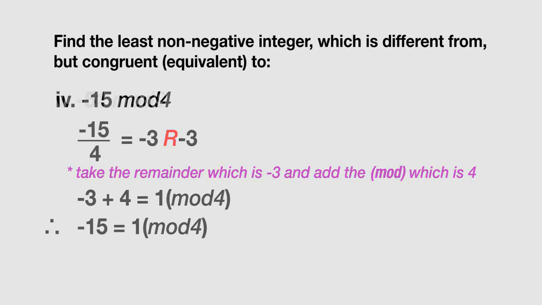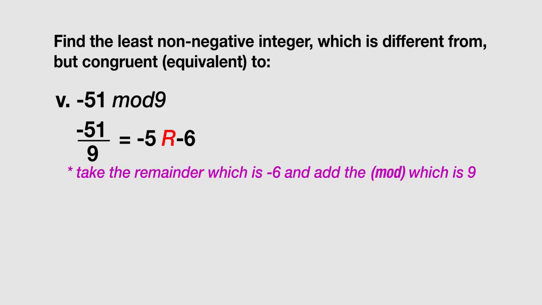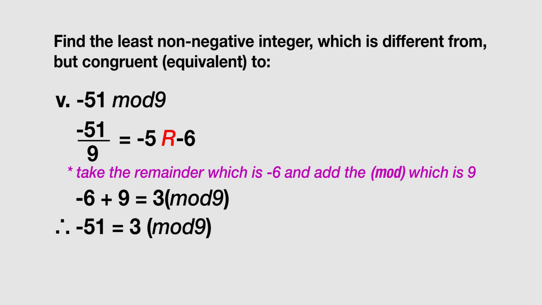Now, the fifth example, we have negative 51 mod 9. So we take negative 51, divide by 9, and that gives us negative 5, remainder negative 6. Remember, take the negative 6, which is the remainder, and add the mod, which is 9. Negative 6 plus 9 gives us 3. So our answer is 3 mod 9. And therefore, negative 51 is equal to 3 mod 9.